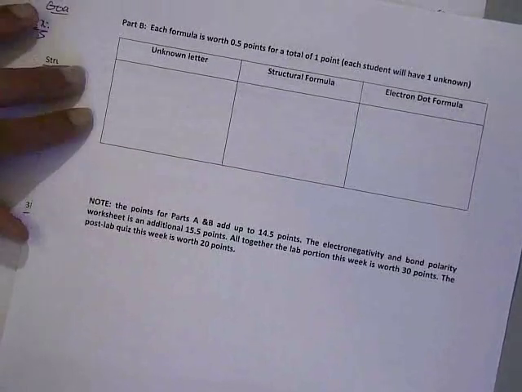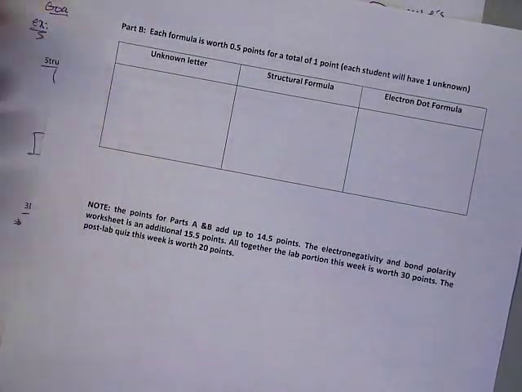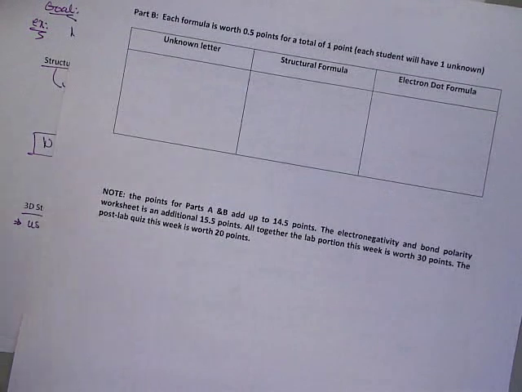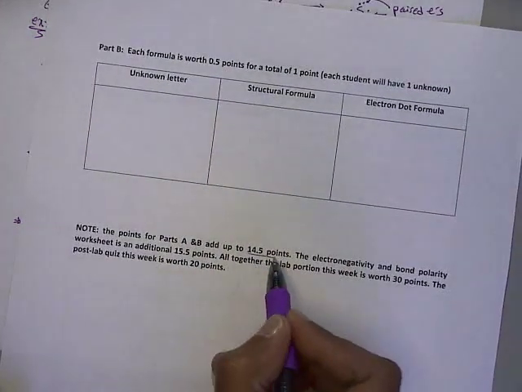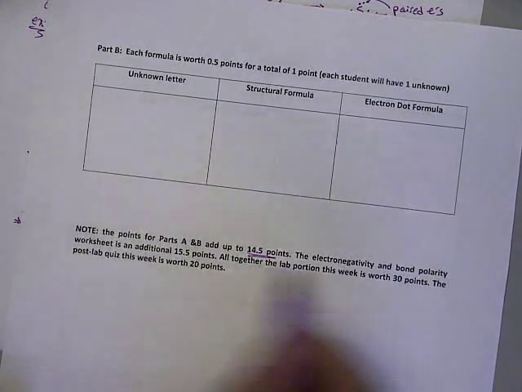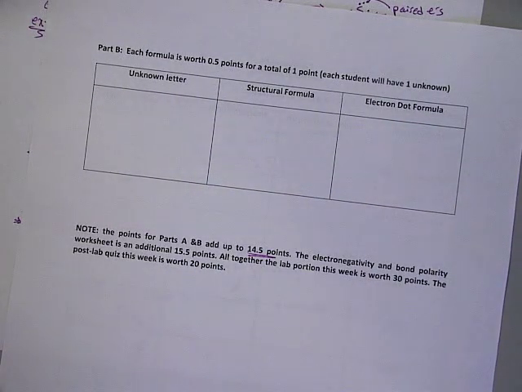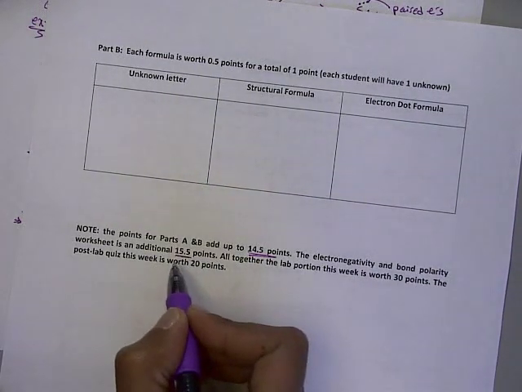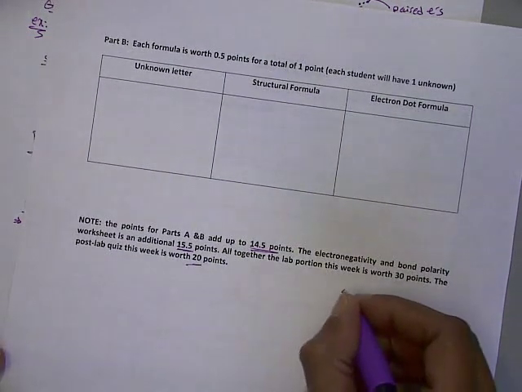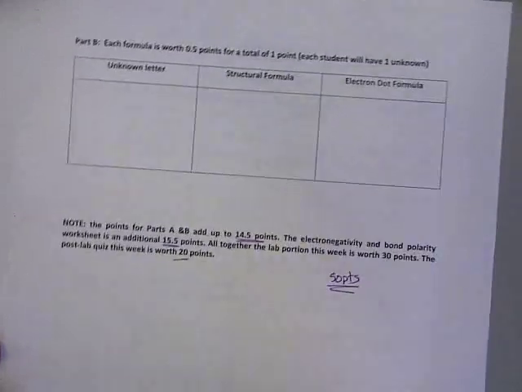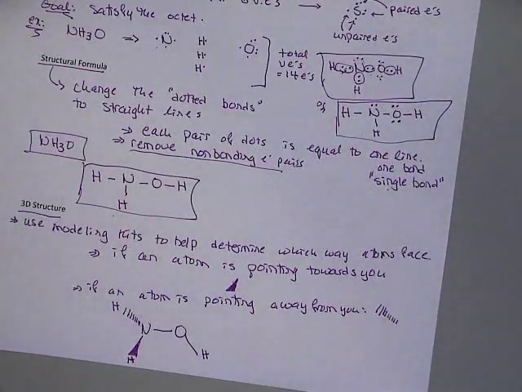And then part B is identifying an unknown compound, which your lab instructor will have. And if you notice, part A and part B add up to 14 points, and then you have a worksheet that has to do with electronegativity and bond polarity. That's another 15.5 points, and your post-lab quiz is 20 points, for a total of 50 points for this week's lab. All right, let's resume our pre-lab lecture.